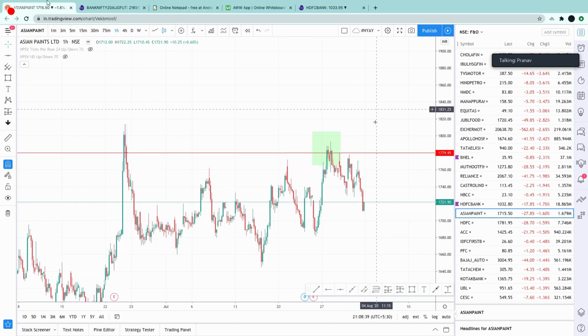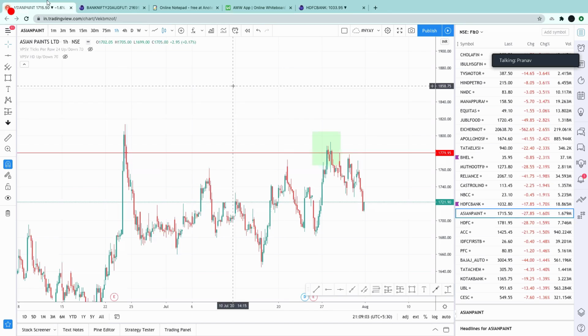Is this rejection candle identification best for swing trading or intraday? I would say swing trading, Swati. Even intraday it works, not that it doesn't work. I would prefer that you use this in swing trading, but you can use it in intraday. It was working, right? Obviously, even on the 5-minute chart, it was working.